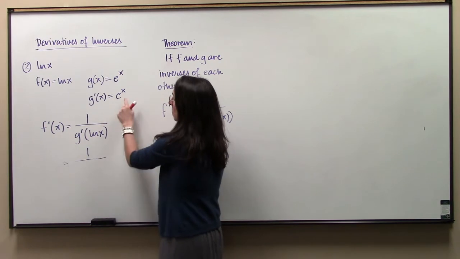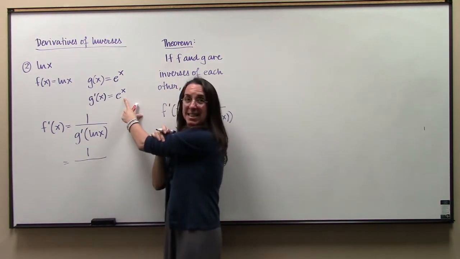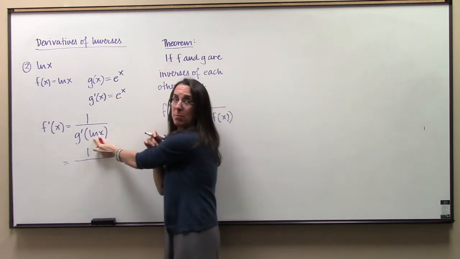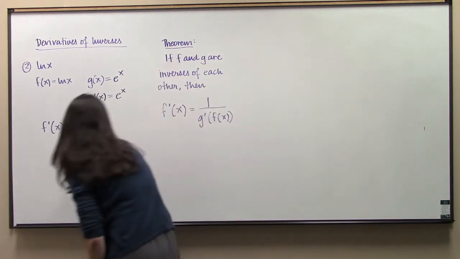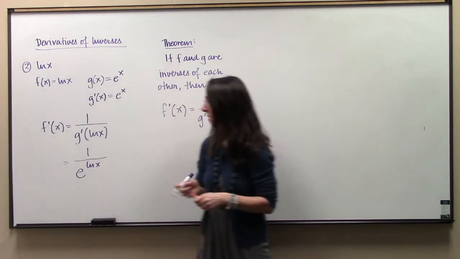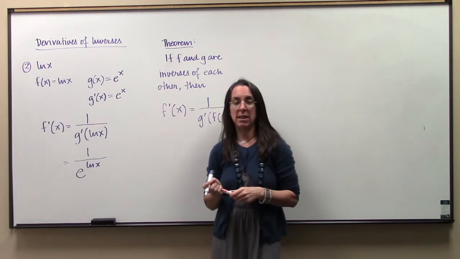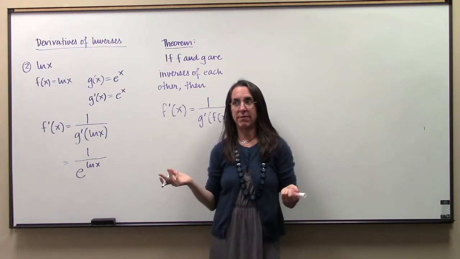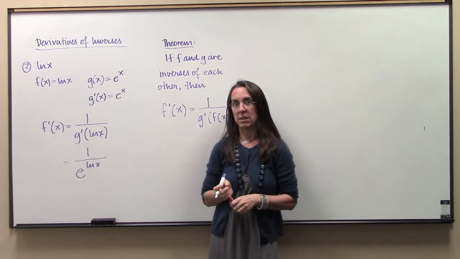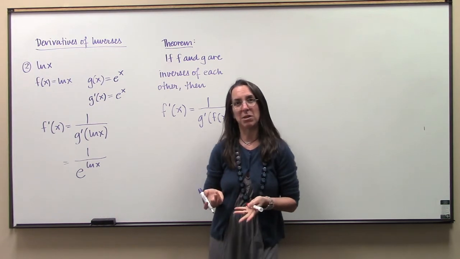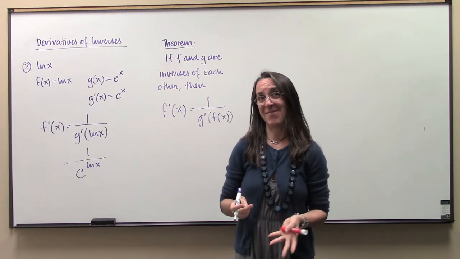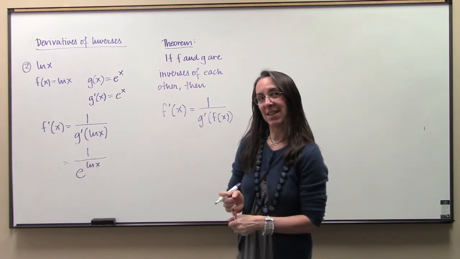What is g prime? G prime is the function that takes its input and uses it as a power on e. And here we have the input of log x. Well, what's e to the log x? If they're inverses of each other, then when you do one and then the other, you should just get back the original input, right? So e to the log x, that's the definition of what an inverse is.